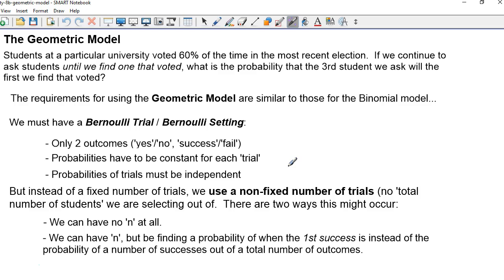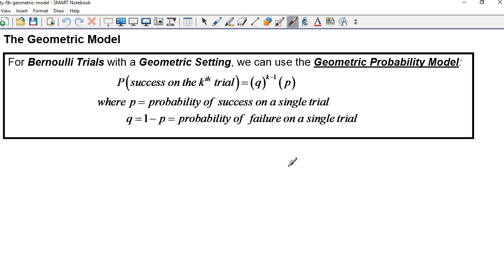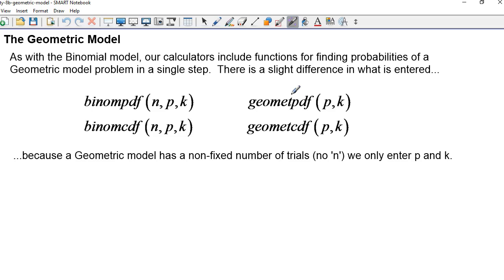Or there are some problems where we actually have a total number, but the problem is asking for the probability of when the first success occurs, which means even though there's an n in the problem, we're not actually using that n. Right? So if either of those things is true, effectively it's a non-fixed number of trials problem, and therefore we can use the geometric model. So for Bernoulli trials with a geometric setting with non-fixed number of trials, we can say the probability of success on the kth trial is k minus 1 failure probabilities times 1 success probability.